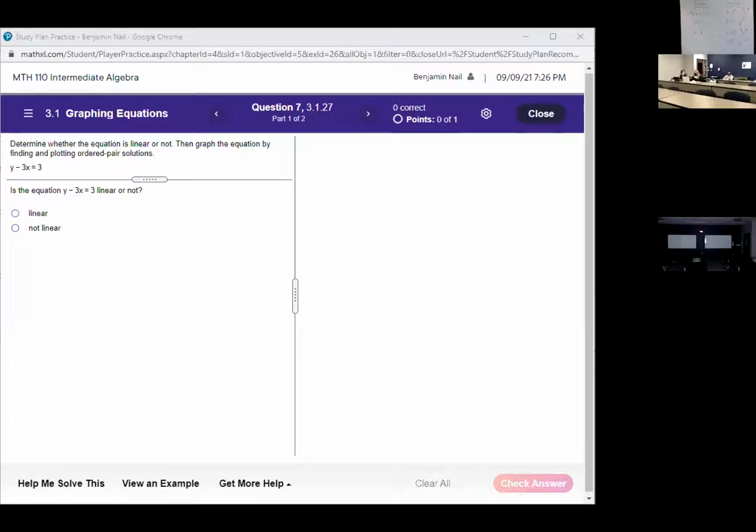So anyway, real quick, y minus 3x equals 3. If x is 0, then y is 3. So that's my y-intercept. If y is 0, negative 3x equals 3. So x would be negative 1. So my x-intercept is negative 1. Those are the 2 points I would pick.